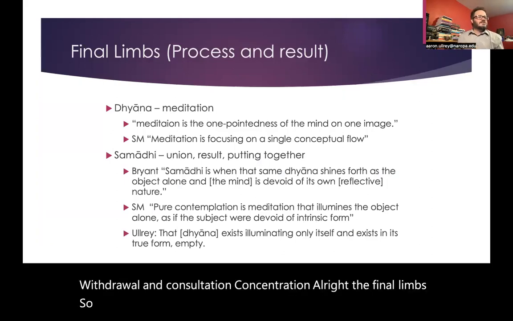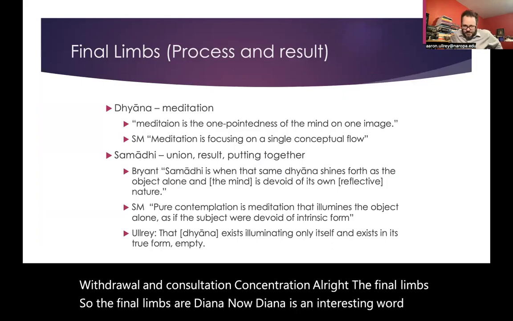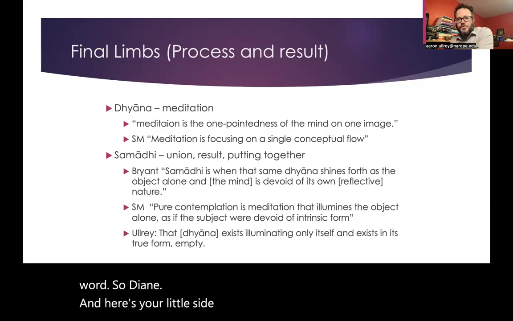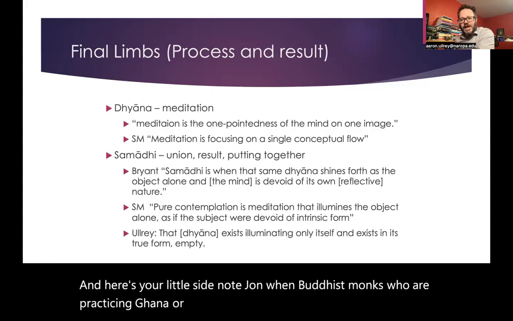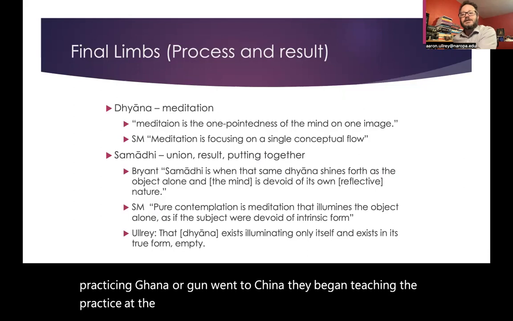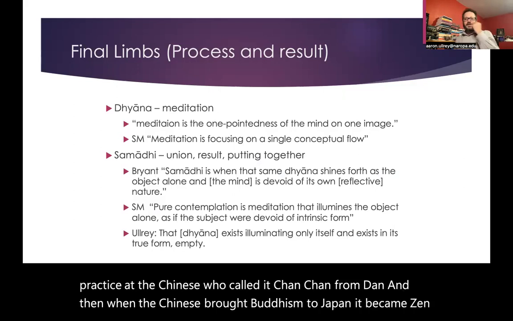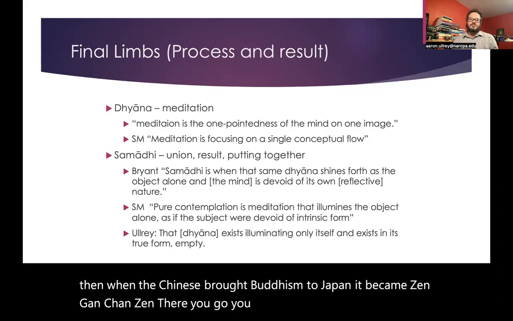All right, the final limbs. So the final limbs are dhyana. Now, dhyana is an interesting word. Here's your little side note: when Buddhist monks practicing dhyana went to China, they began teaching the practice to the Chinese, who called it chan from dhyan. And then when the Chinese brought Buddhism to Japan, it became Zen. Dhyan, chan, Zen. There you go. Well, impress your friends. Fun at parties.